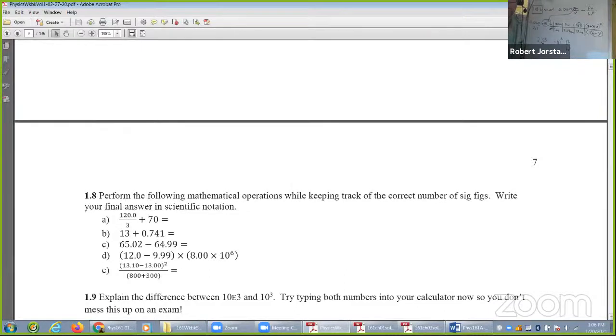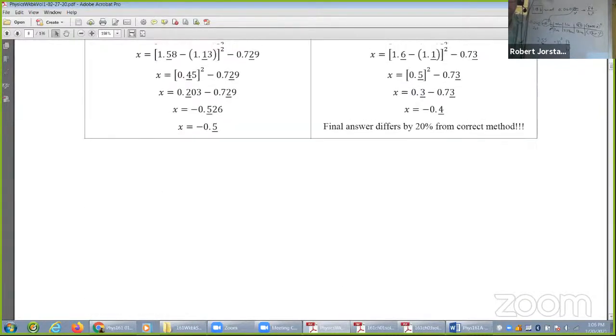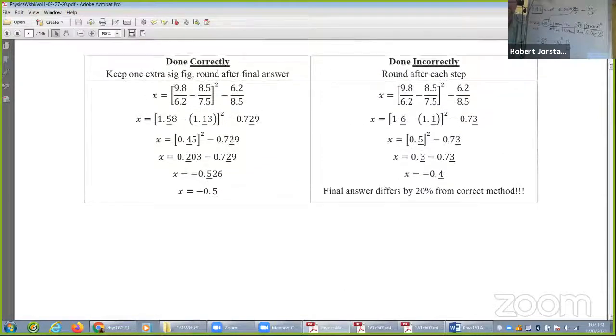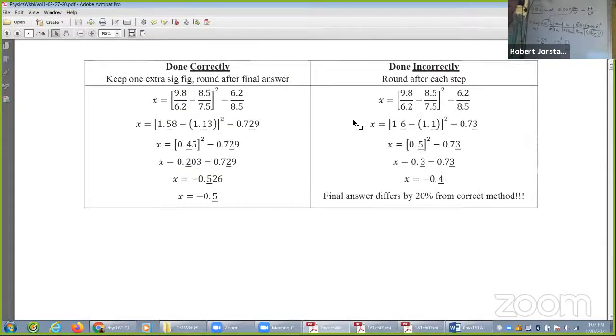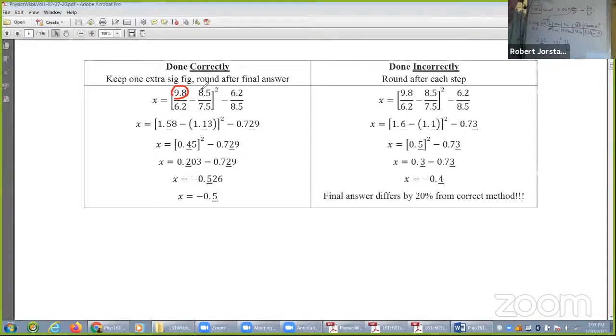I just want to show you something really quick. Here's the deal with this. Notice in this problem, all of these numbers start with 2 sig figs. So what I'm trying to show you right now is why it's important to keep the extra digit. See what if I say keep 1 extra digit. These all have 2. So I underline this, but keep an extra digit. In this one, I didn't. I rounded every step. And look what happens at the end.